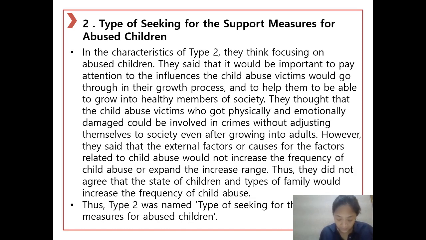However, they said that the external factors related to child abuse would not increase the frequency of child abuse and expand the increased range. Thus, they did not agree that the state of children and type of family would increase the frequency of child abuse. Thus, Type 2 was named the type of seeking supporting measures for abused children.